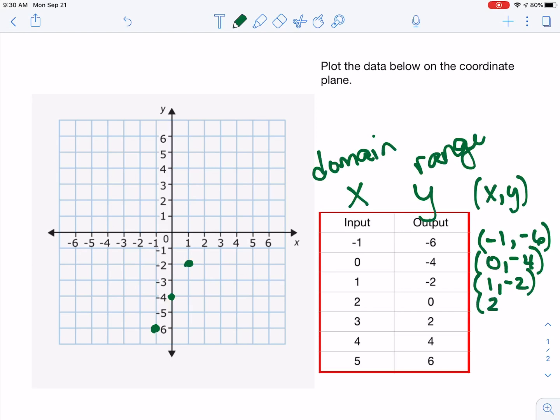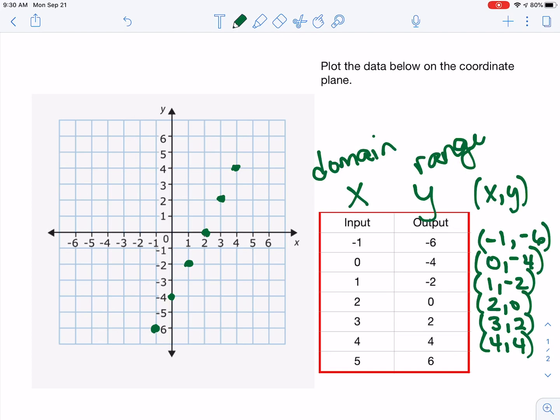My next ordered pair is 2, 0. Starting at the origin, I go right 2 and then up or down 0, so it's on that x-axis. My next point is 3, 2. So I start at the origin, I move right 3 and up 2. My next point is 4, 4. Starting at the origin, I move right 4 and then up 4.